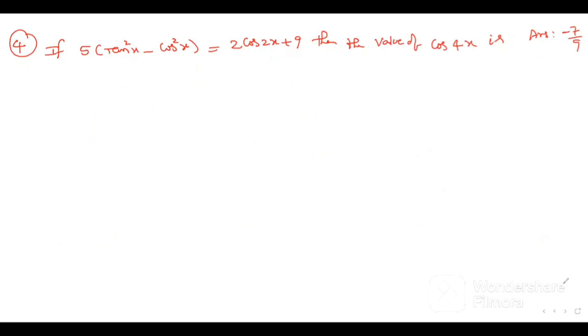Okay, now I am going to explain question number 4. So what is the question number 4 here given? 5 times of tan square x minus cos square x is equal to 2 cos 2x plus 9. Then find the value of cos 4x.